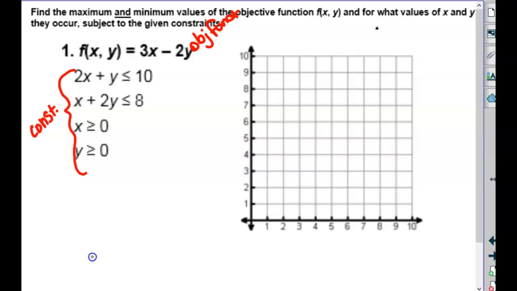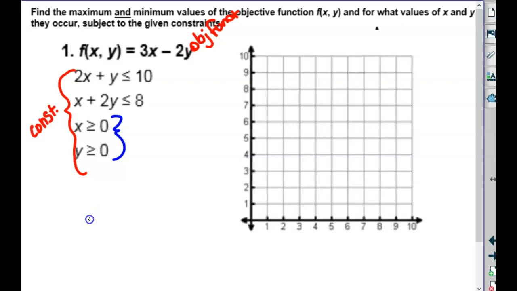The hidden constraints were x is greater than 0 and y is greater than 0, because we only graphed in the first quadrant, right? Can't make negative cookies of either kind. So these constraints are almost always part of a problem. Not always, but almost always. And a lot of times you don't remember to write them down.